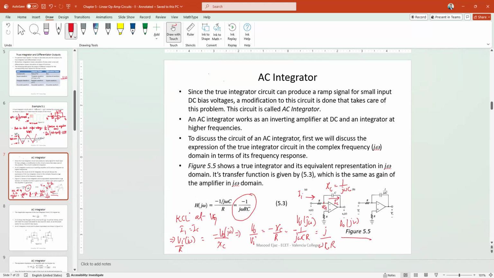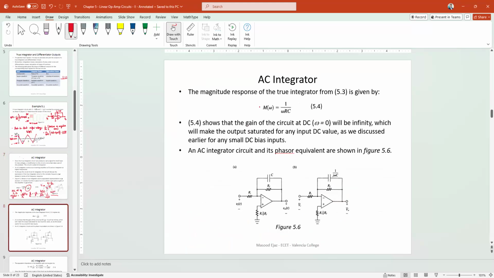So the phase of the transfer function is 90 degrees and the magnitude is 1 over omega CR. Magnitude is represented by M of omega as a function of the angular frequency, 1 over omega RC. And as I said, the phase of H of j omega is simply 90 degrees. That is a constant angle at all frequencies.